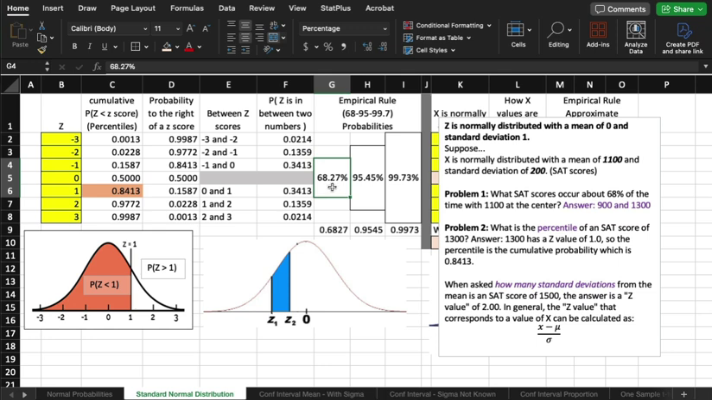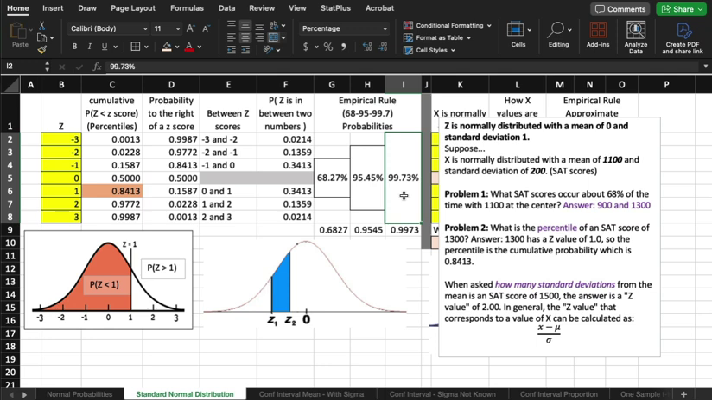The first number gives you the percentage within one standard deviation of the mean, so centered at the mean but going out to +1 and -1. That's 68.27% of all values. 95% are going to be within 2 standard deviations, and 99.7% are within 3 standard deviations.